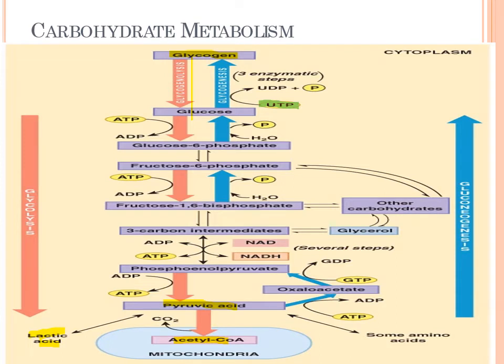Cells cannot use acetyl-CoA to make glucose. They cannot use fatty acids or amino acids to build glucose. They need to use pyruvate to form glucose, and then the glucose can get stored as glycogen. So that's the end of our discussion about glucose, and we're going to move on to lipid metabolism.